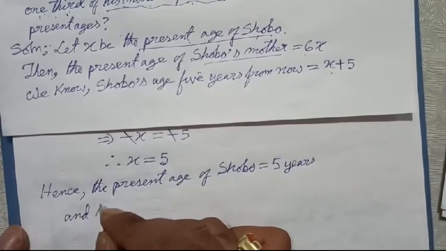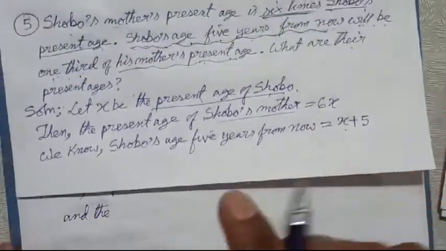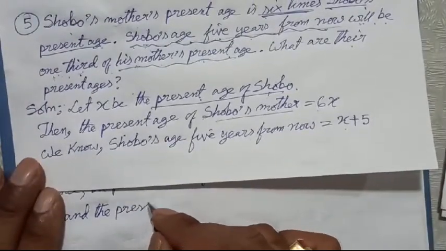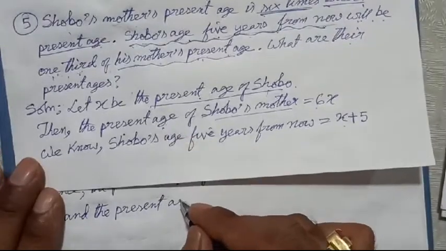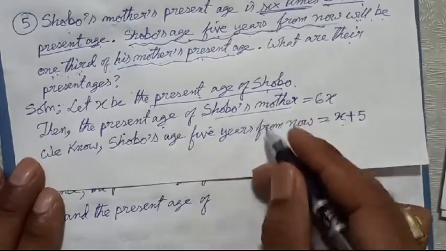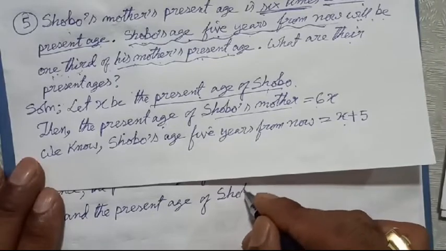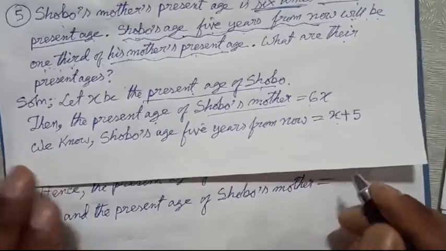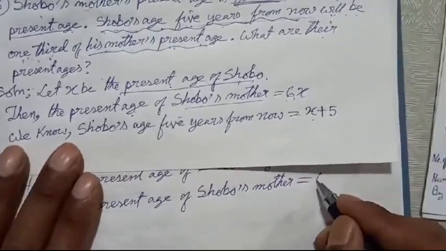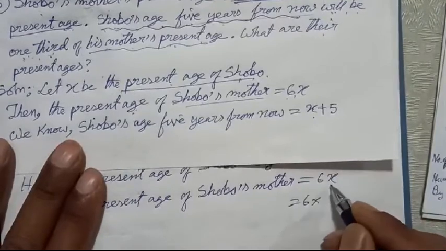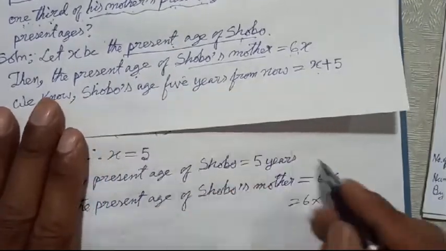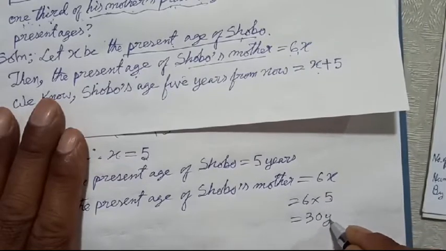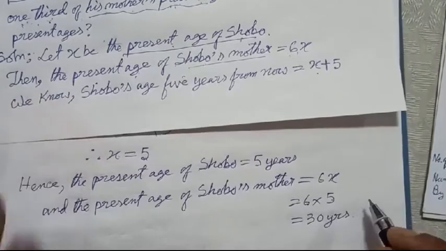And the present age of Sobu's mother is 6x. 6 into x is 5. 6 fives are 30. So 30 years. Here, this question is over.